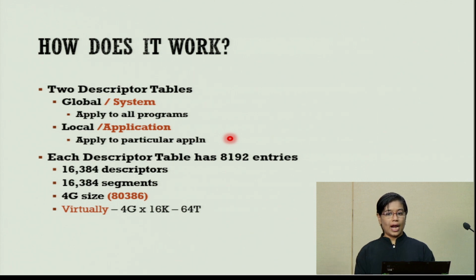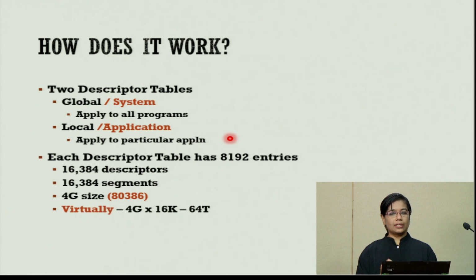Now remember that there are totally 16,384 segments, or 16K segments. 16,384 is nothing but 16K. So there are 16K segments and every segment can be of size 4G. It means that virtually I can assume that there is 64 terabytes of memory. 16K segments, every segment 4G. So the size of memory becomes 16K into 4G, which is 64 terabytes of memory.